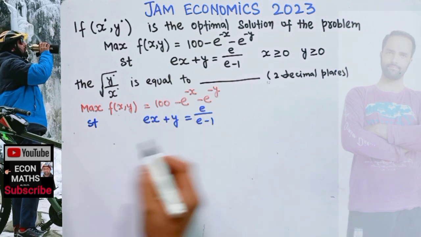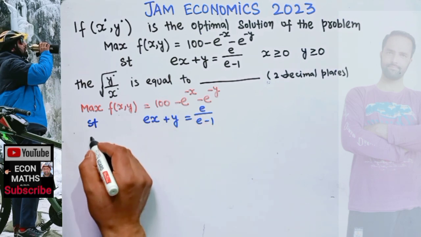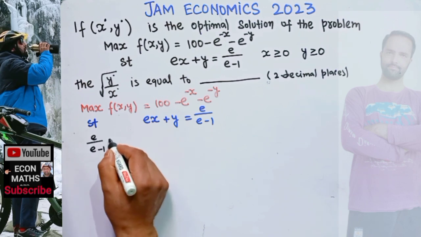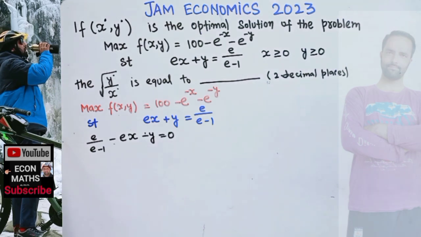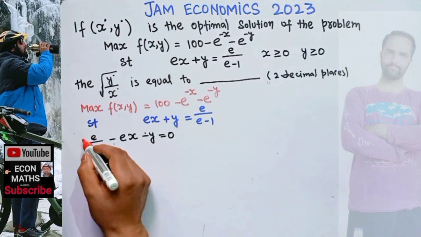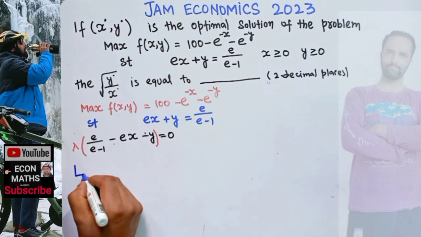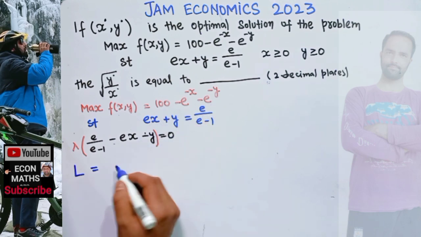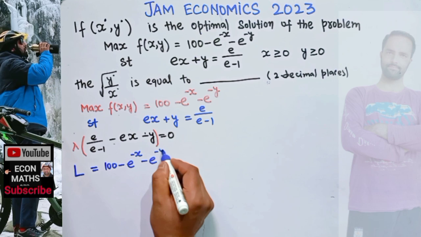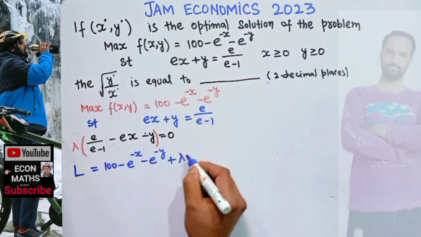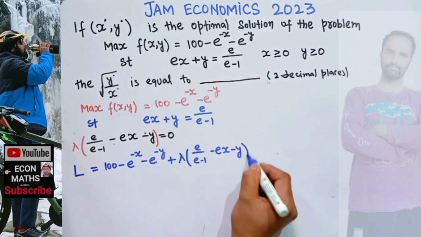First thing is, what will we do? We will form the Lagrange's function. The first step is to set this constraint equal to 0, that is, e/(e−1), from this we subtract e·x minus y, and we set it equal to 0. After that, we multiply this resulting constraint with lambda. Then we form the Lagrange's function by adding the objective function, which is 100 − e^(−x) − e^(−y), to this resulting constraint, that is λ(e/(e−1) − e·x − y). This is our Lagrange's function.